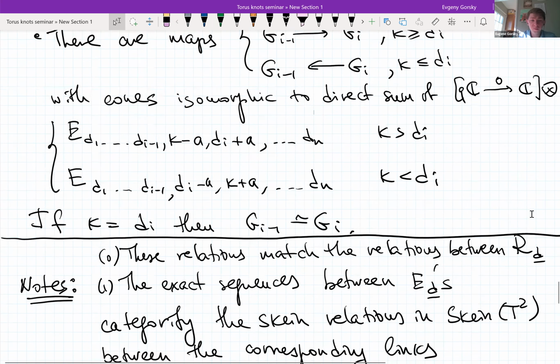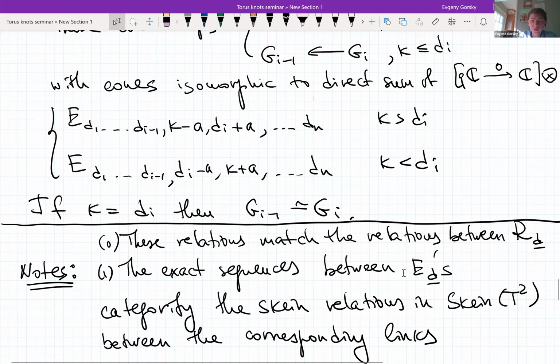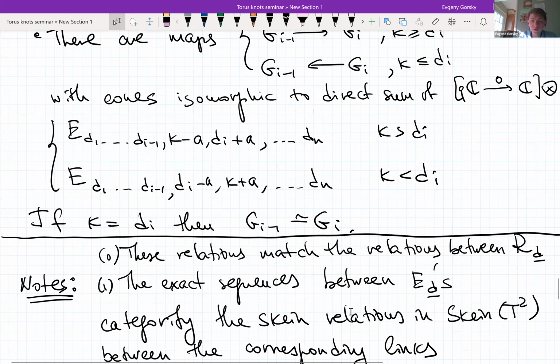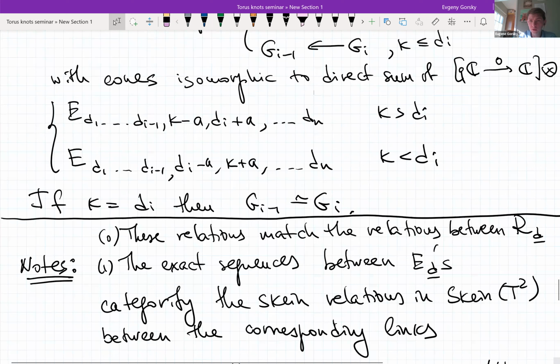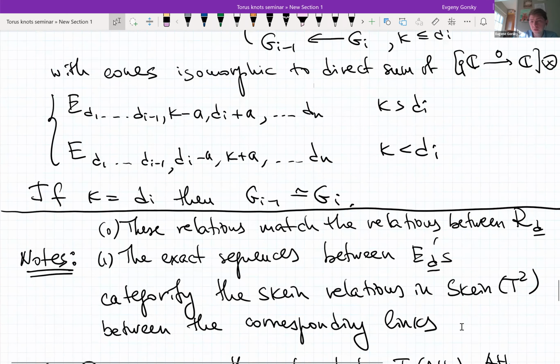And so another remark is that these exact sequences that we write here really categorify the usual skein relations in the skein of T^2 between the corresponding links. So we really just find some crossing and apply the skein relation and keep going between them. So this is a good sign, I think, for categorification.